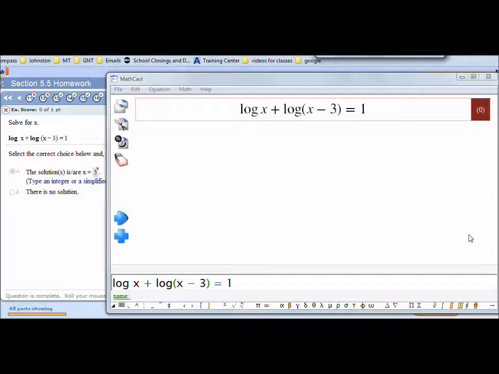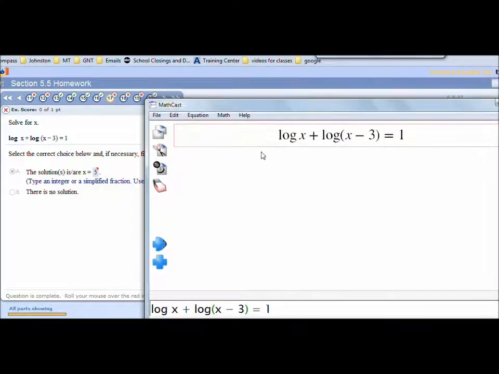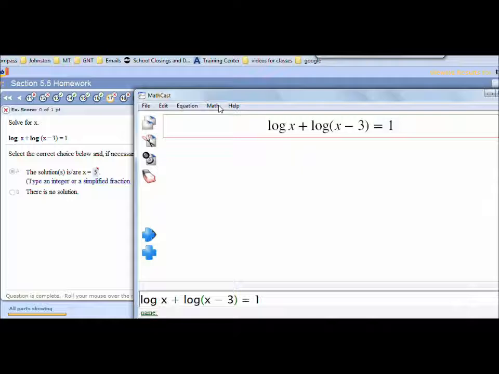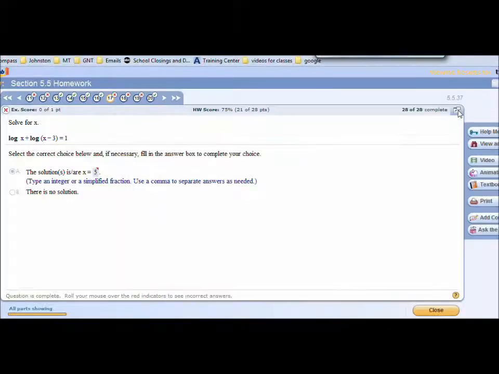Here comes another video, and this one is 5.5 number 11. And here we go. Here's the problem, solving for x. Let's just look at this real quick here. I have to shrink this thing up. Let me annotate.